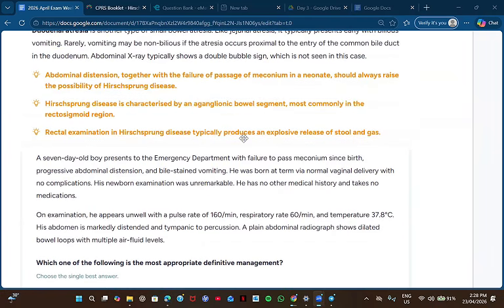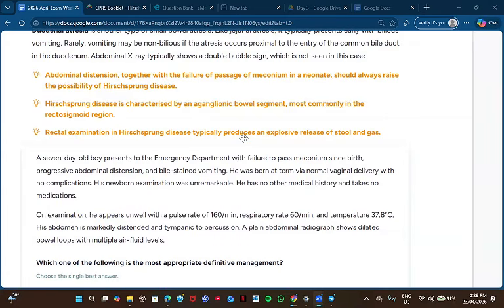Without seeing the options, can you tell the definitive management? Just give it a try, doctors.